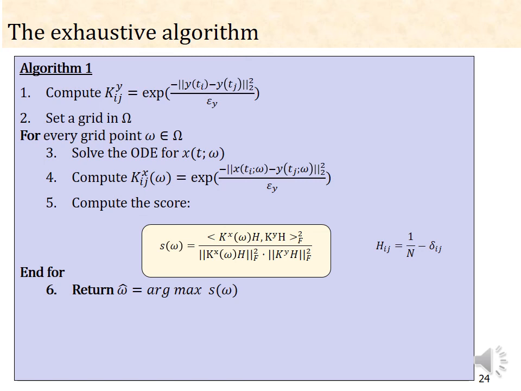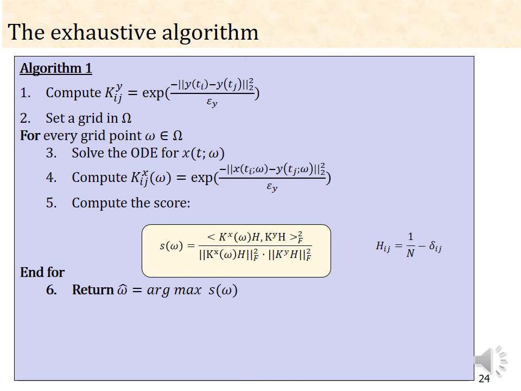An algorithm, finally an algorithm. So even if you don't believe or care about the heuristics, or just want to see an algorithm that solves the problem, here's an algorithm. I'm choosing a Gaussian kernel for k super y, and I compute once and for all the kernel y. I set a grid. It could be a Cartesian grid. It could be any set of hypothesis points in capital omega.